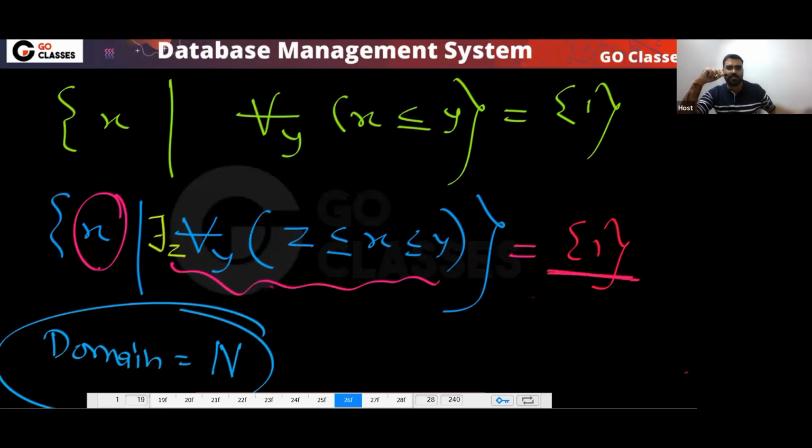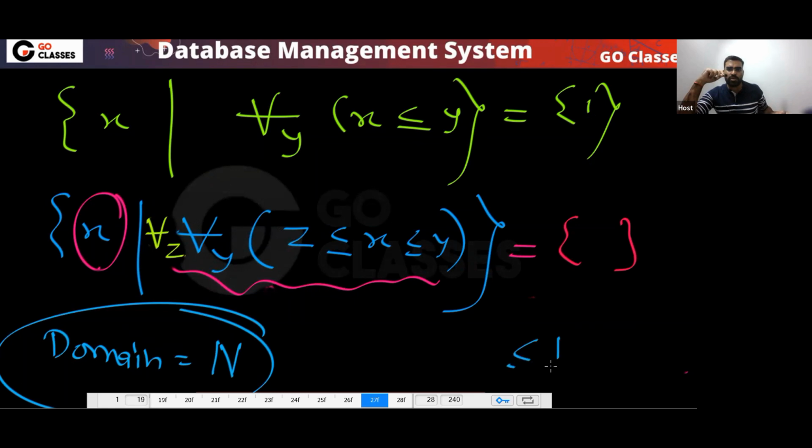Only this will satisfy. And now what will your answer be if I say for all z, for all y? Now the answer will be the empty set. Nothing is going to satisfy this condition. No number is going to satisfy this condition, because you are saying for all z, for all y.